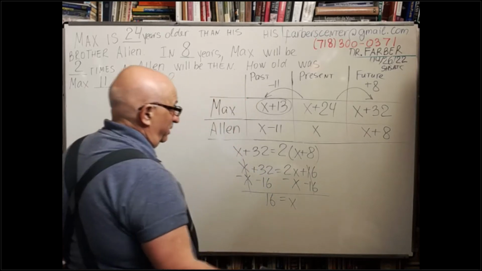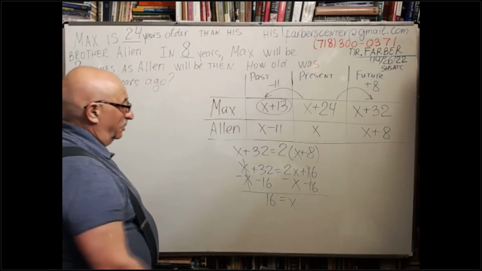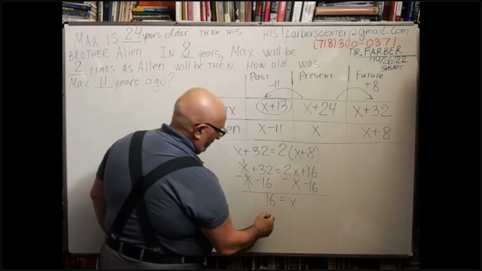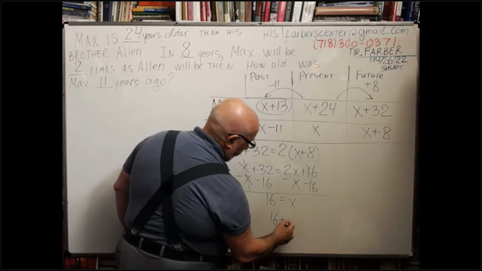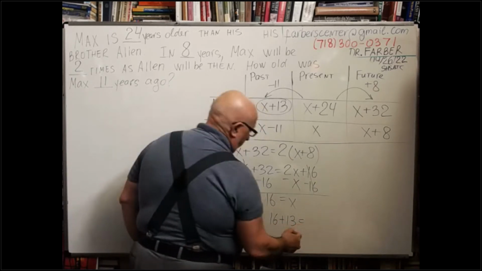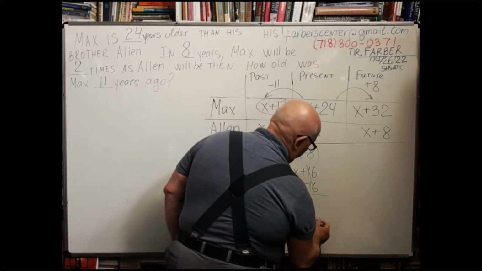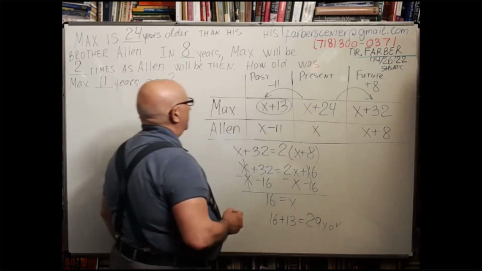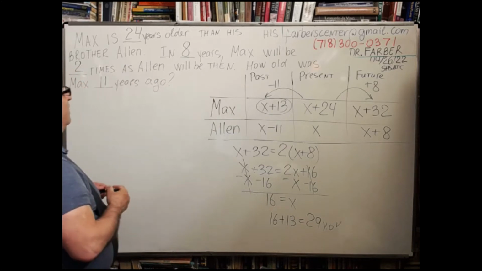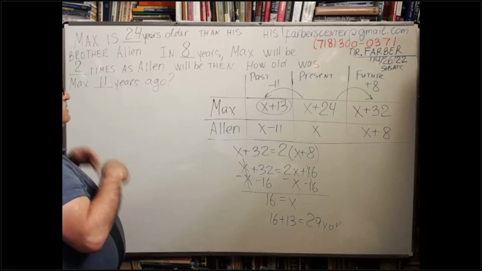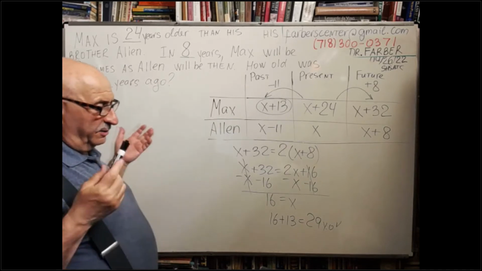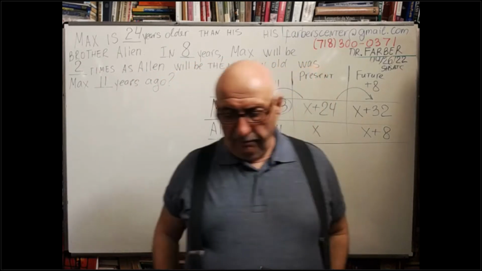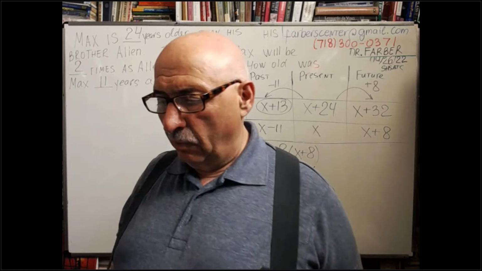And it's not the answer. You have to grab this and plug in over there. 16 plus 13 equals 29 years old. Two categories of problems we have. If older, you just add. If younger, subtract. If sometimes older, multiply.